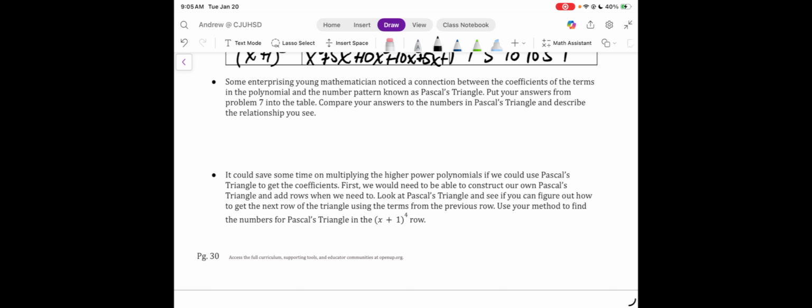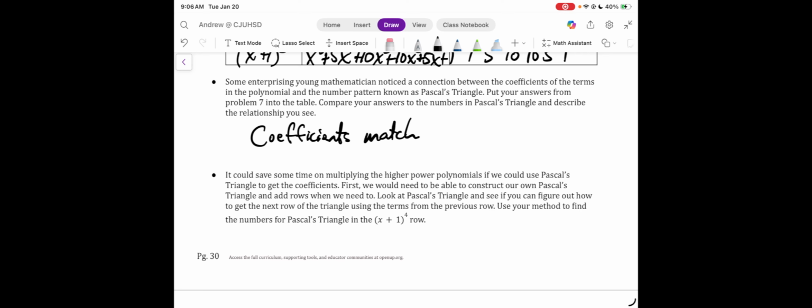Describe the relationship that you see. The coefficients match. Remember what a coefficient is. It's the number in front. Coefficients match.